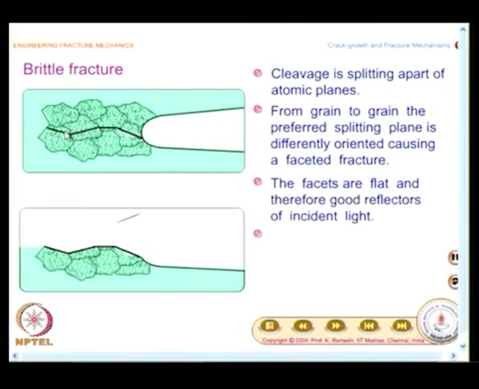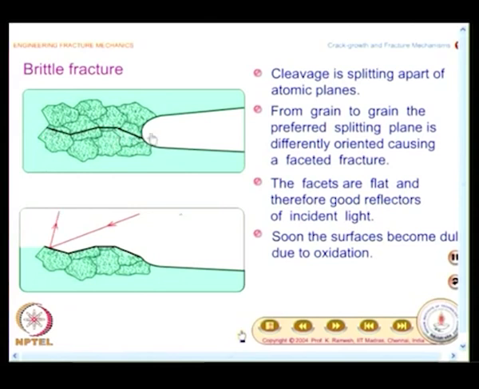So, you have a crack grown like this. At a macroscopic level, you will find the crack has gone straight. At the microscopic level, you will see all these variations. And there are certain characteristic features of the fractured surface.